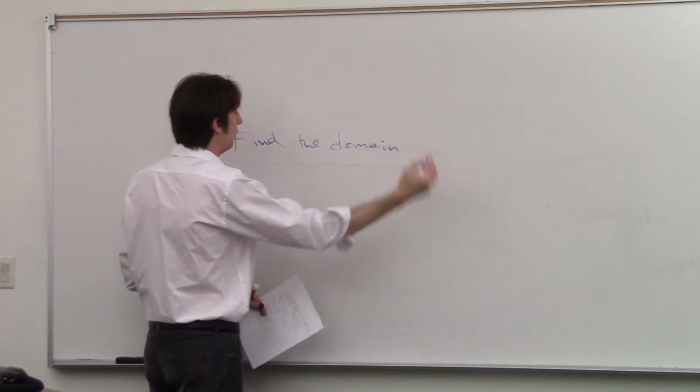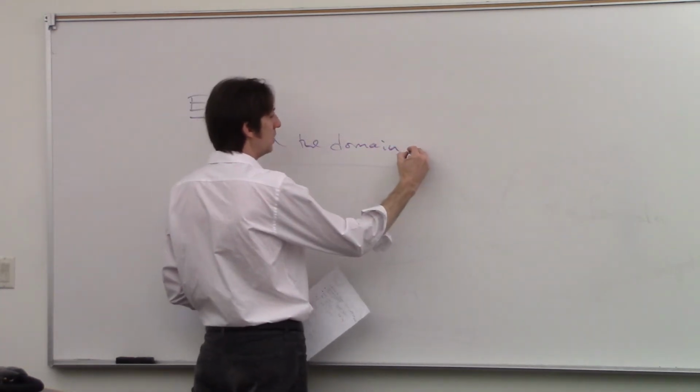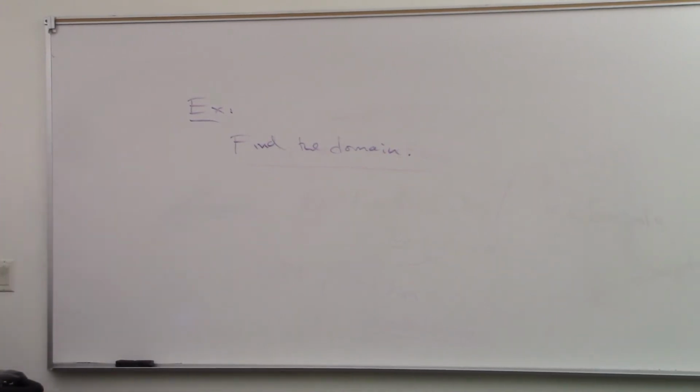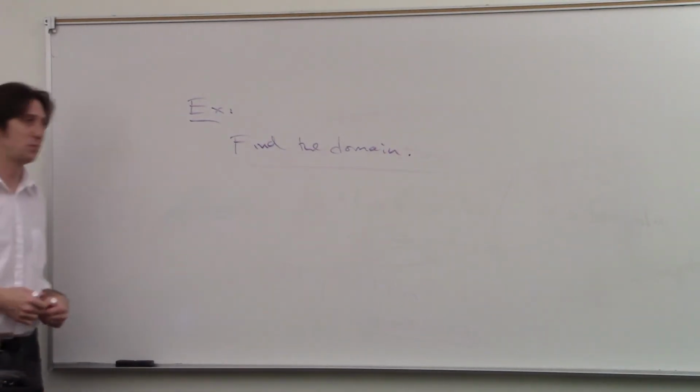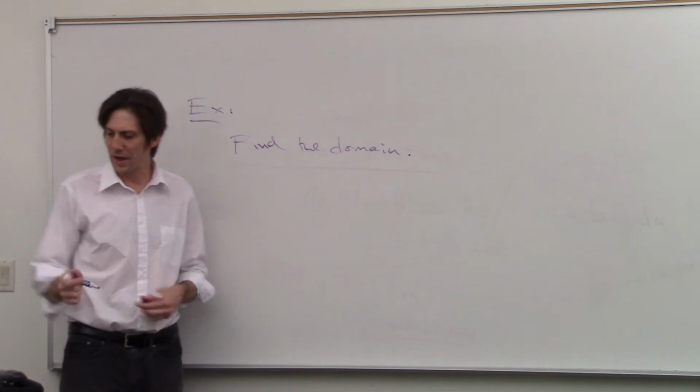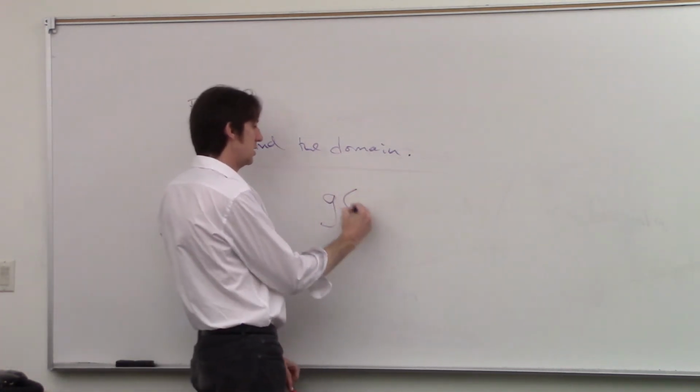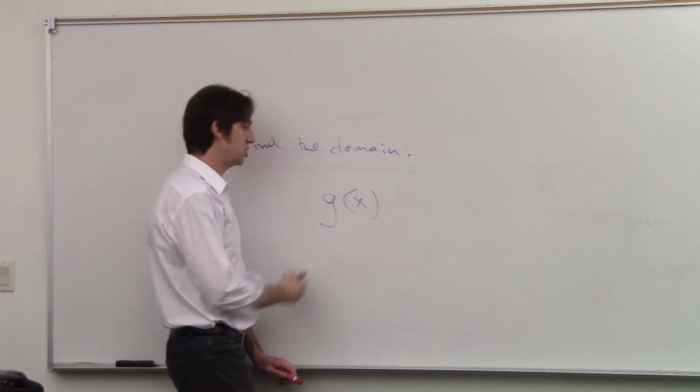The two examples that I'm going to do here show us two things that we want to watch out for, or that come up frequently when we're finding the domain. For the first function, let's say that the function has this equation g of x.